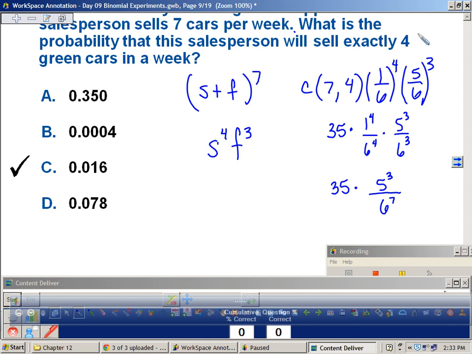If I were to say exactly 3 cars, it would be 3 and 4. That denominator would always be 6 to the 7. If I were to say, what about 2 cars were green? That would be 2, that would be 5, that would be 7. Yes, sir. You count down from 7. Because if I were to say successes plus failures, wouldn't that be S to the 7, F to the 0 first? Then S to the 6, F to the 1. It's the same idea. Make sense? Yeah?